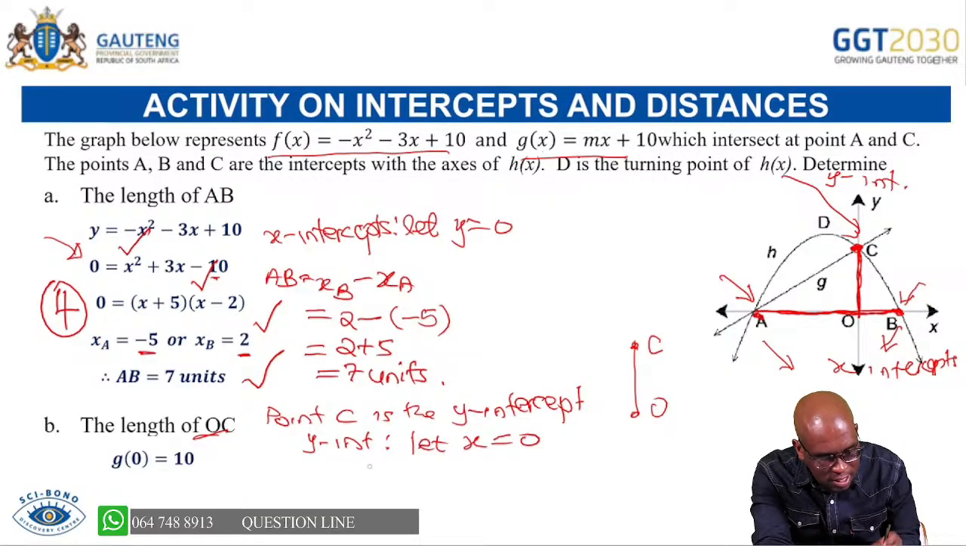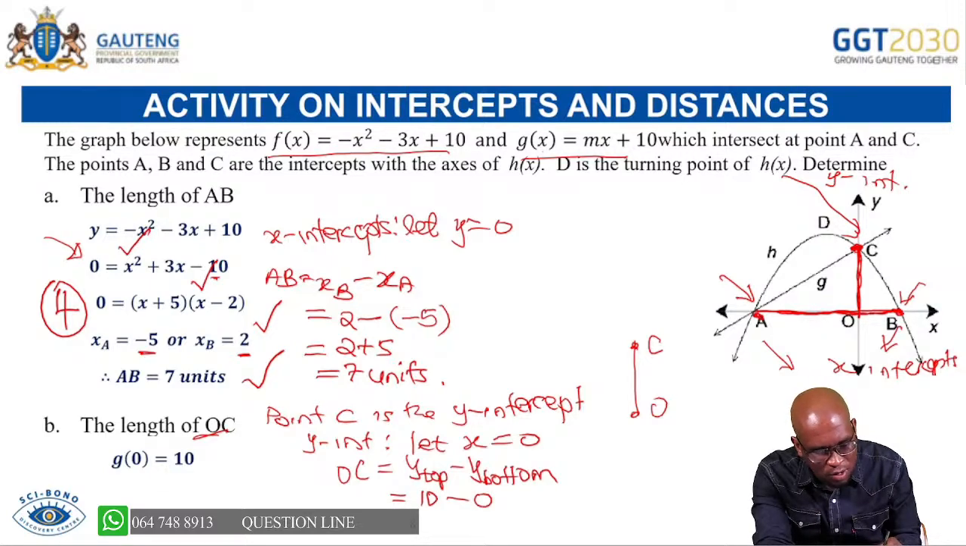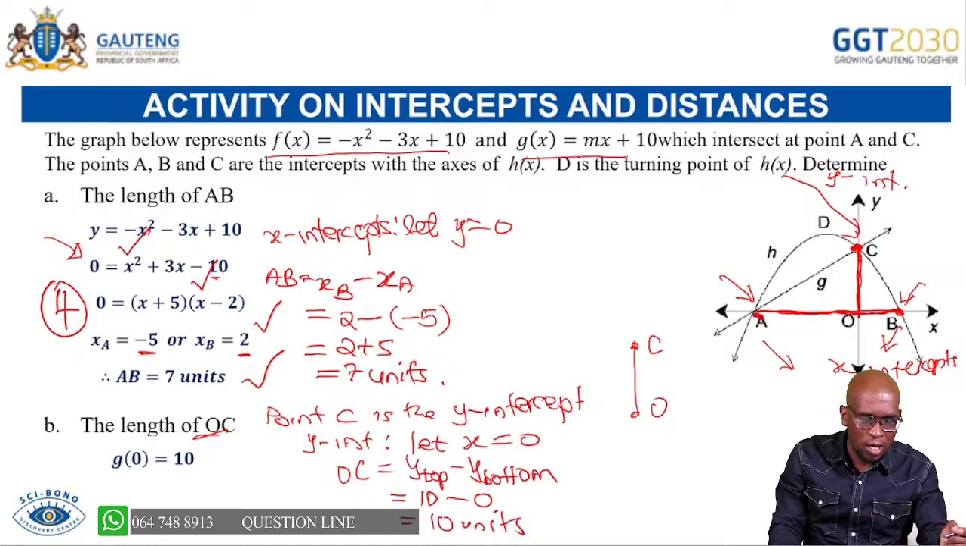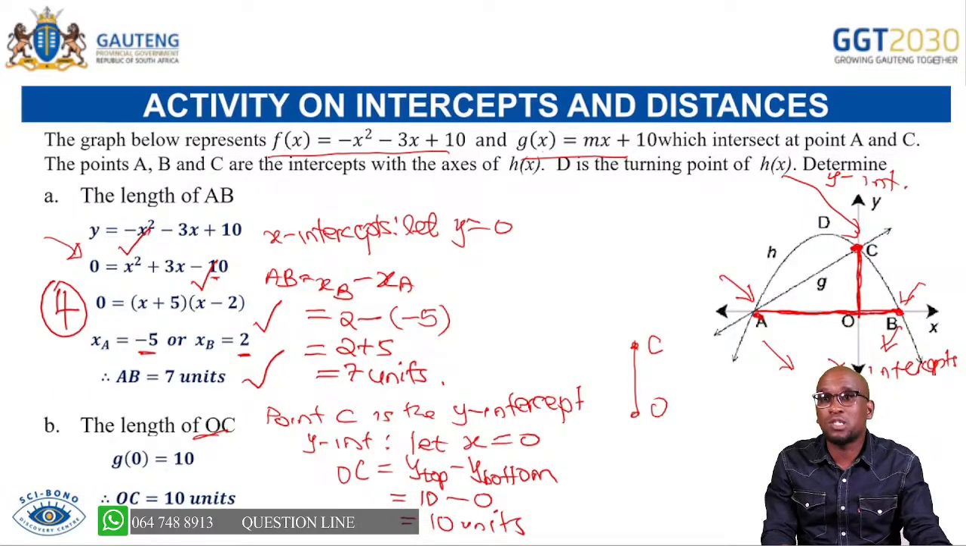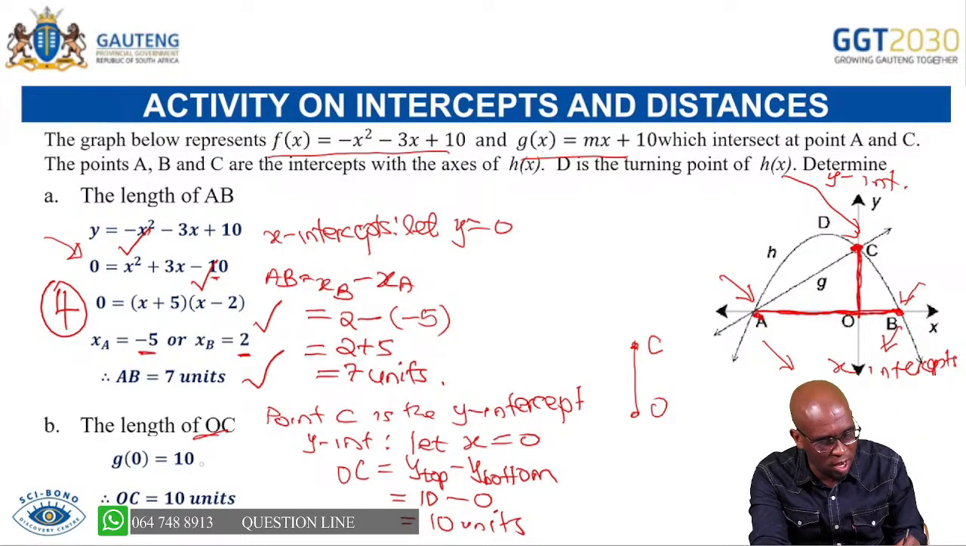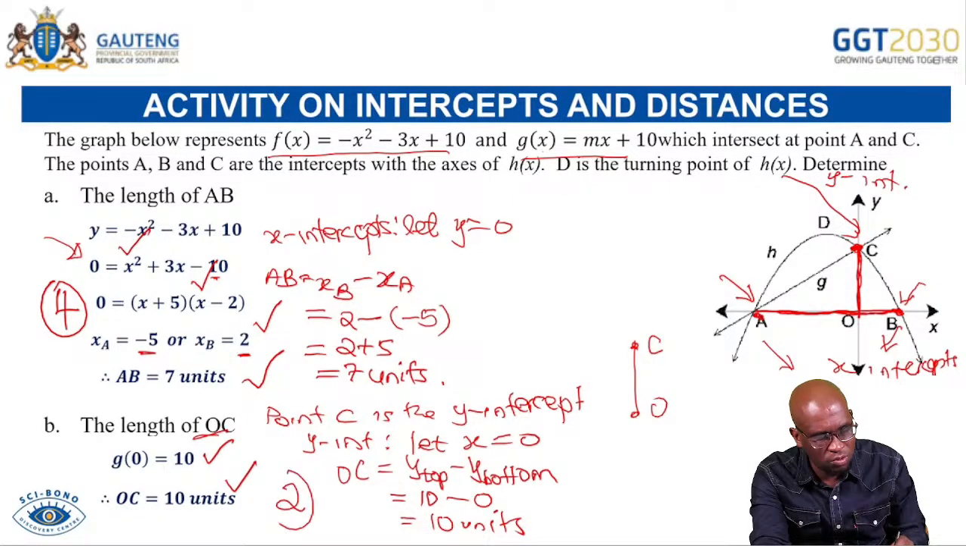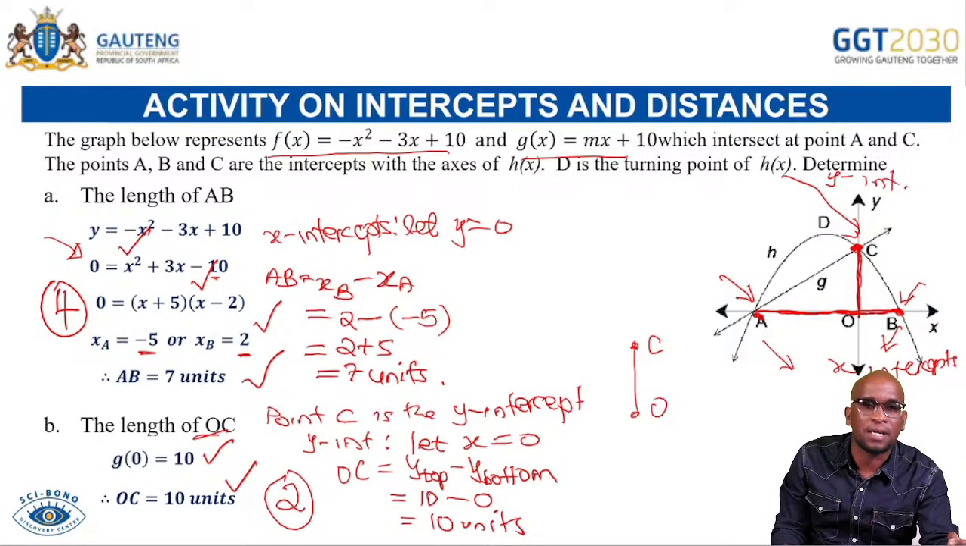So I will then need to take the distance OC as y top minus y bottom. The y value at the top is 10 minus the y value at the bottom, which is 0. So this gives us 10 units. So in doing that, you see OC is 10 units. That would be for 2 marks. How are you going to get the 2 marks? Substituting x as 0 to get y, and then the length there, 10 units. So that would give you your 2 marks there.